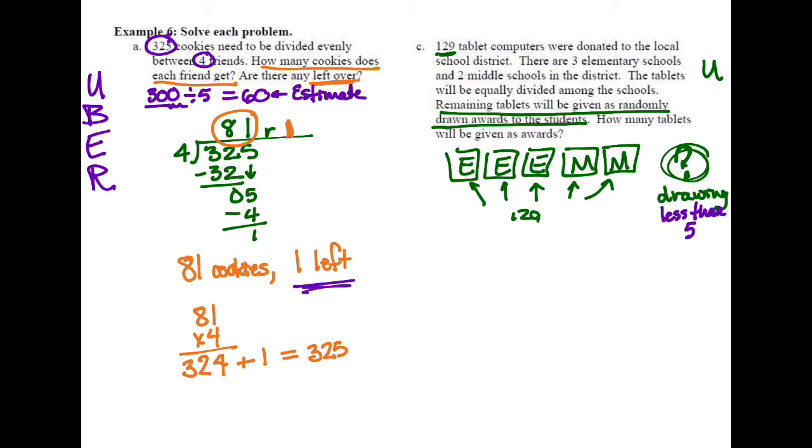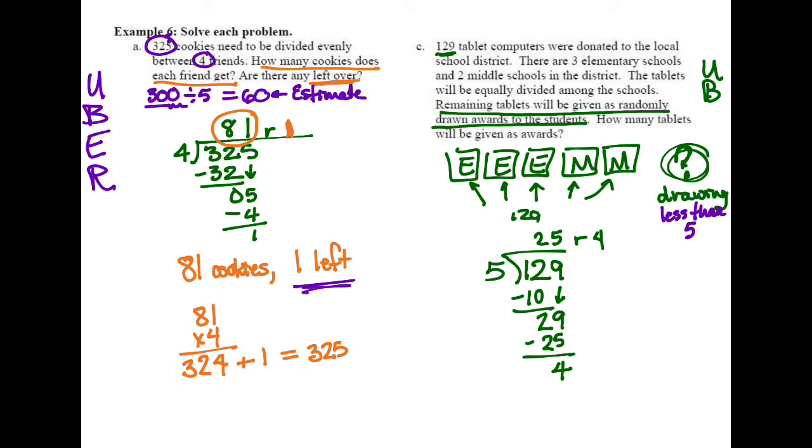Okay, let's figure out what we do next. So, building our plan. Let's actually do division then, right? Long division. So 129 divided by 5. 5 goes into 12 twice. Subtract to get 2. Bring down the 9. 5 goes into 29 5 times. Subtract, you get 4. So we have remainder 4.